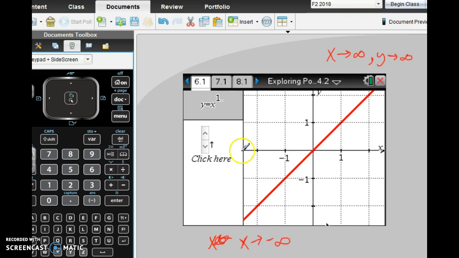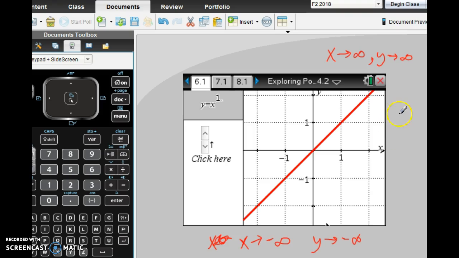As x gets smaller, what's happening to the y value? It's also getting smaller. So y is also approaching negative infinity. That's the formal way of talking about end behavior. What's happening to y as x approaches infinity, or as x approaches negative infinity? As we go further left, as we go further right on the graph, what's happening to the y value? Is it getting bigger? Is it getting smaller?